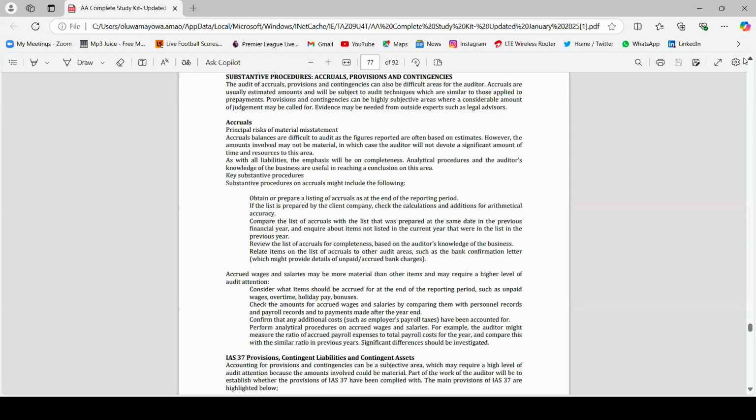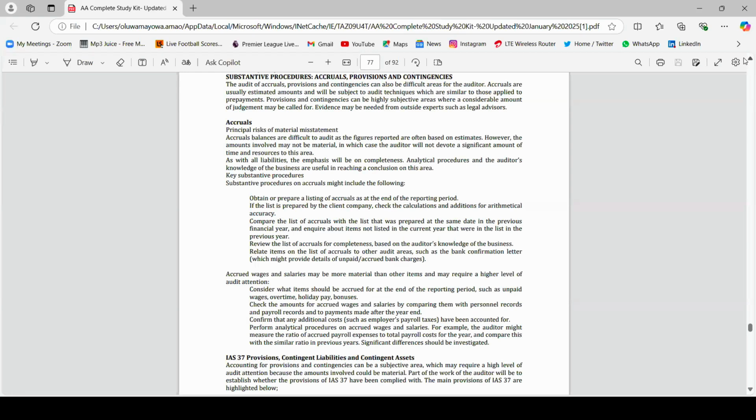Now, what are the risks, like I said, around accruals and contingent liabilities? The risk is that because these are subjective areas, the auditors want to see, first and foremost, are these material, the accruals I'm looking at, the contingents, the provisions? What is the materiality involved around this figure? Every audit comes with materiality. There must be a materiality threshold. So the first thing the auditor wants to check is, are these things material? If they are material, then it will start the substantive procedures.